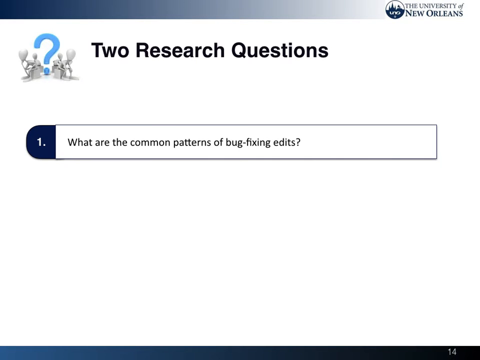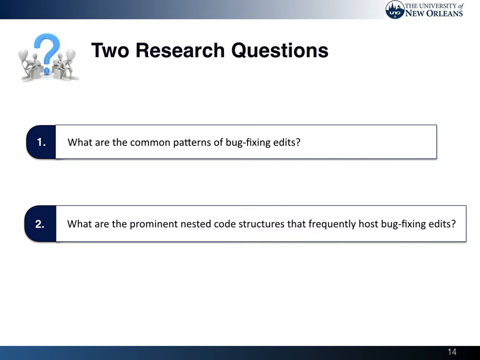Thus, we asked two research questions to overcome the limitations of the previous studies. The first research question is, what are the common patterns of bug fix edit? And the second research question is, what are the prominent nested code structures that frequently host bug fix edits? This is the novel question that we asked for the first time.